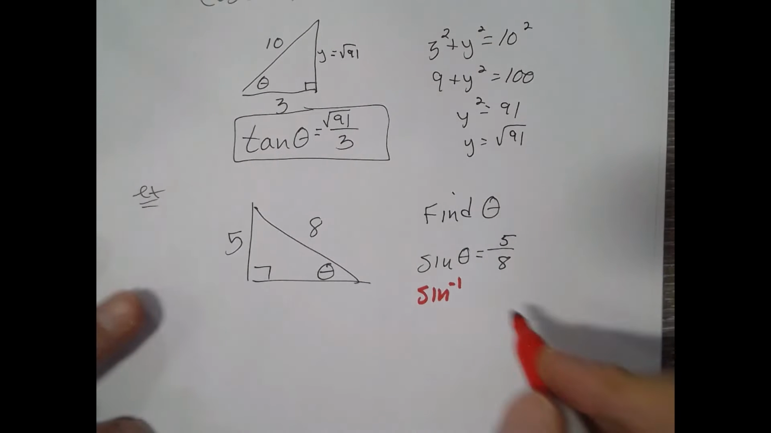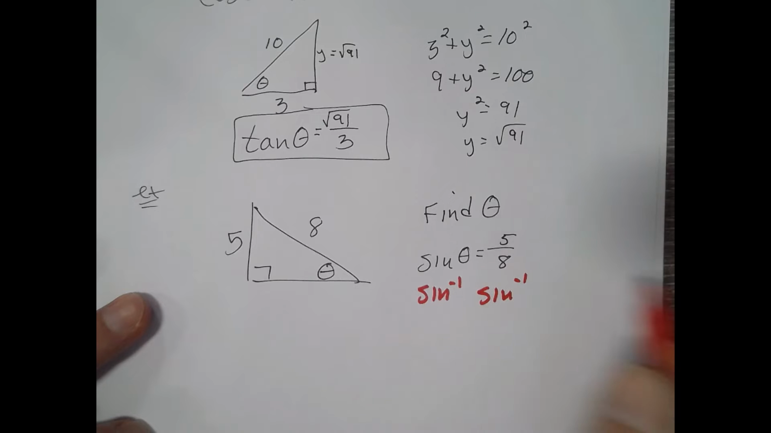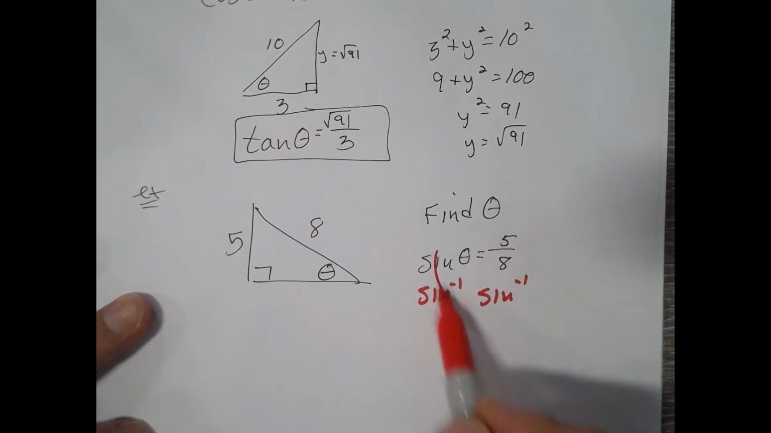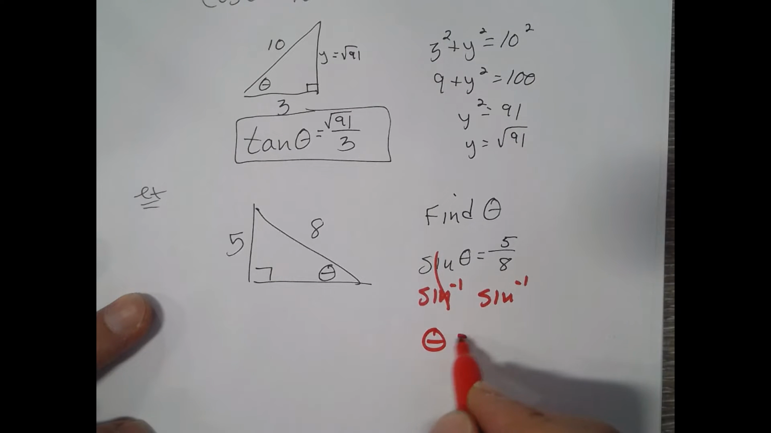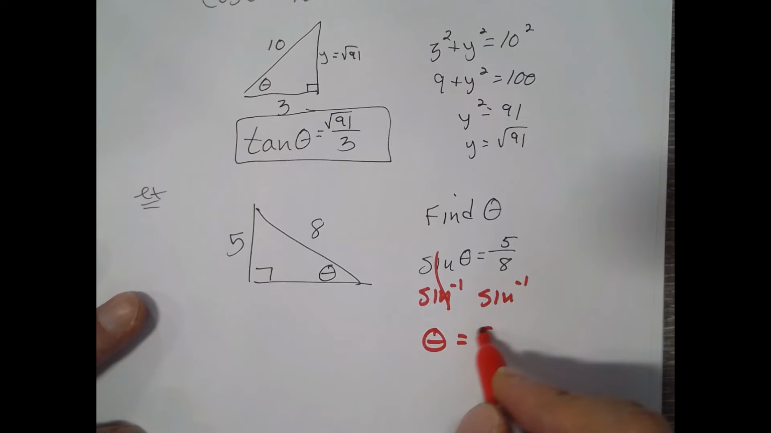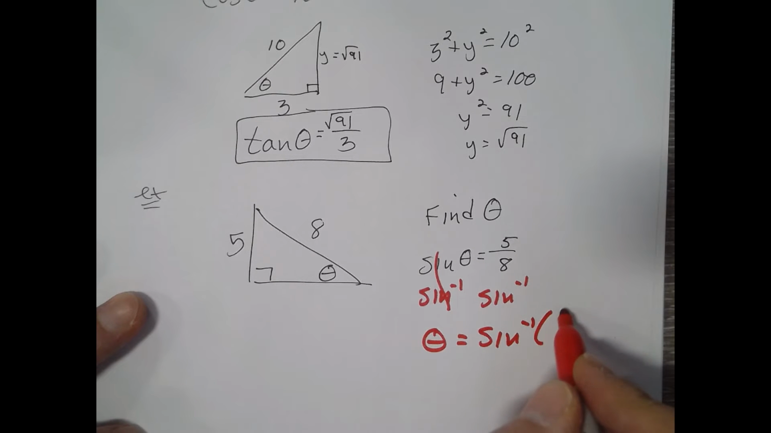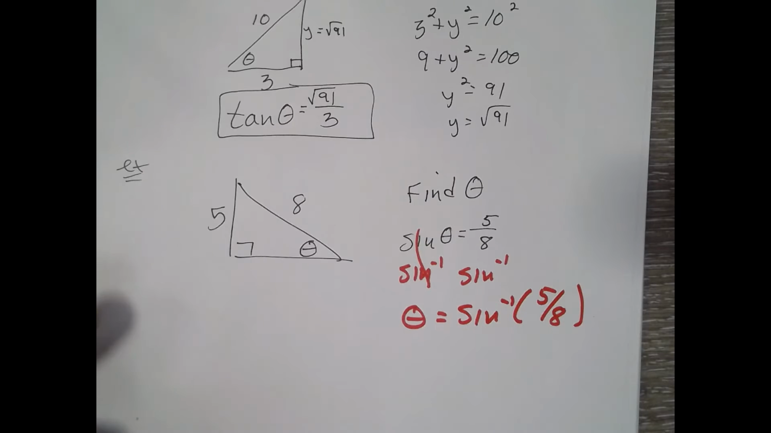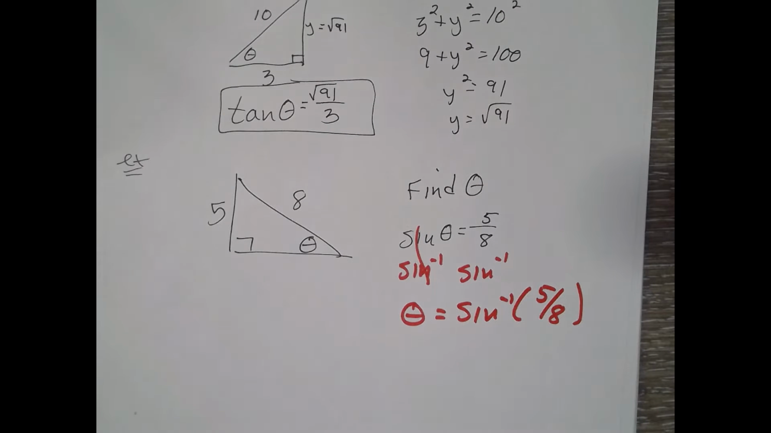We're going to do that to both sides. So the inverse sine of sine is just theta. And now we want to find the inverse sine of 5 over 8. I want you to type it into your calculator right now because there are going to be 2 different answers that we get.